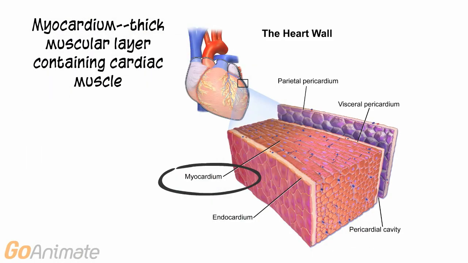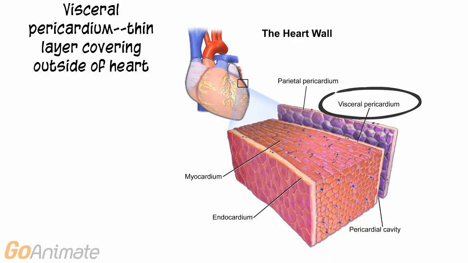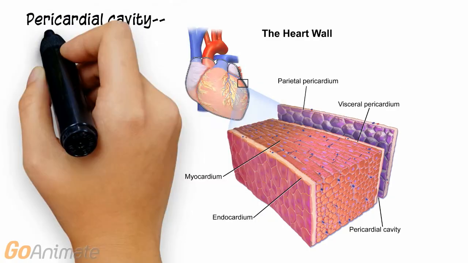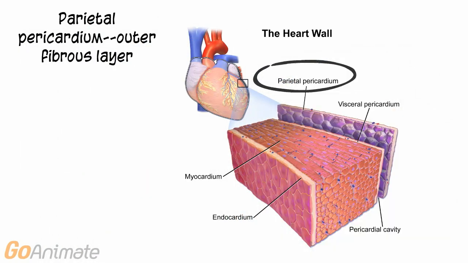The myocardium is the thick muscular layer consisting of cardiac muscle. The visceral pericardium or epicardium is the outermost layer of the heart. The pericardial cavity is a space filled with serous fluid called pericardial fluid. The parietal pericardium is the fibrous outermost layer of the pericardium.